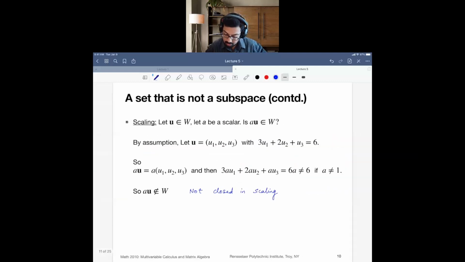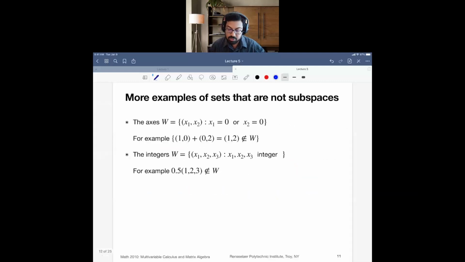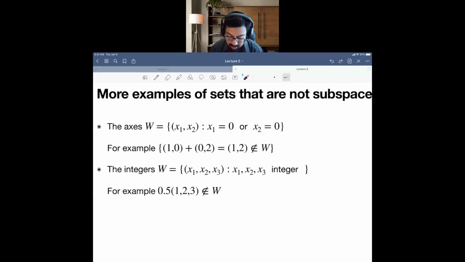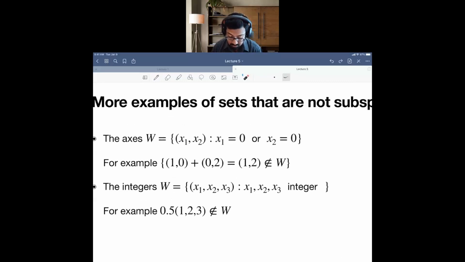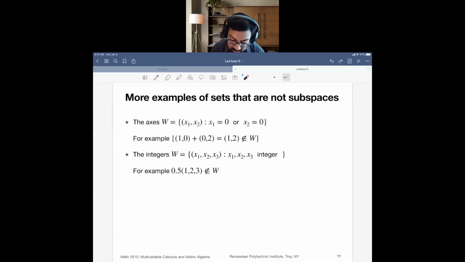Let's move on here. Not closed in scaling. All right, more examples of sets that are not subspaces. So over here, the axes are actually not part of my subspace. So let's take a look at how we are defining that. The subspace W is the set of all x1 and x2 so that x1 equals 0 or x2 equals 0. So these are axes. These are not.